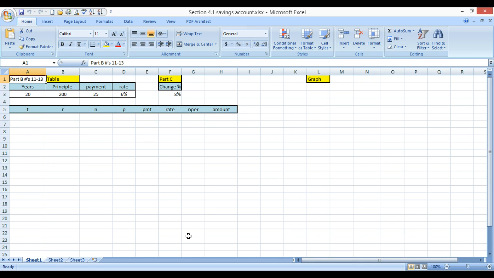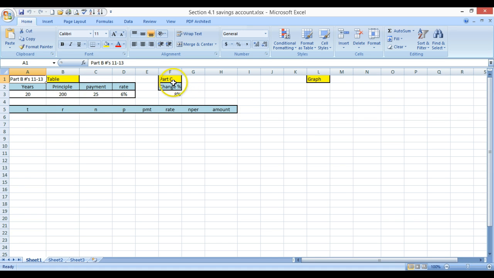So what we are asked to do is create a spreadsheet table showing the growth of a savings account for 20 years that begins with $200 and receives a $25 deposit each month, growing at 6%, and the table should show the yearly values at the end of each year. They also gave us, in the answer, a chart that looks very similar to what I have set up here. So I've given us the information that we need.